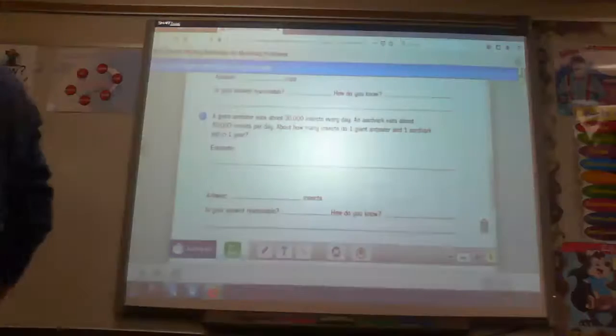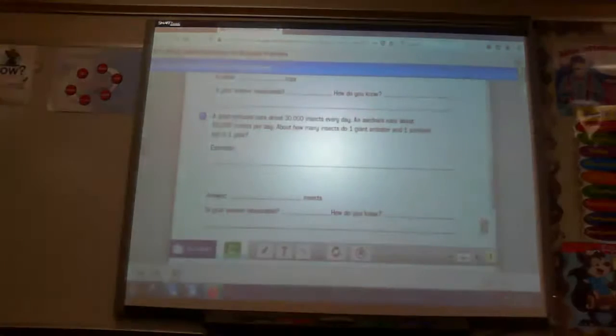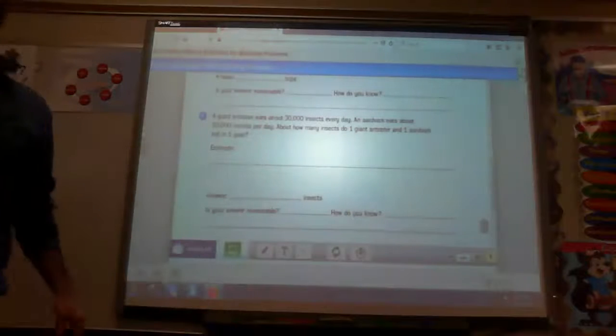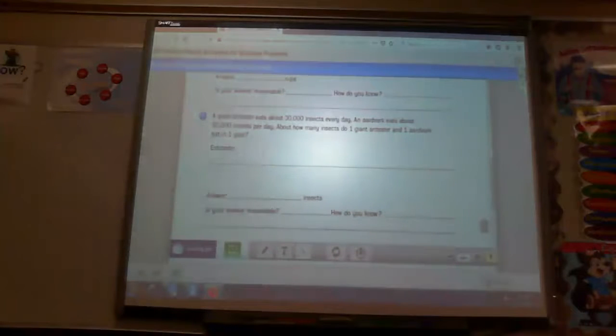Okay, so again, we're making estimates via multiplication. We got one more problem to finish on 108. We did part of 108 yesterday. Read number 3 to yourself. Go ahead. Then I'll talk about it in a minute.